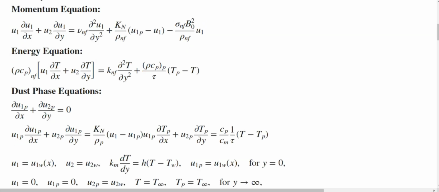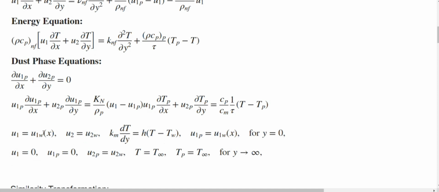Now the second part of these equations are the dust phase equations, and these are for the dust phase particle. That's why there is P written in subscript of these variables. The problem is very good, no doubt about that. And we have boundary conditions over here. The issue that I was talking about is regarding these boundary conditions.